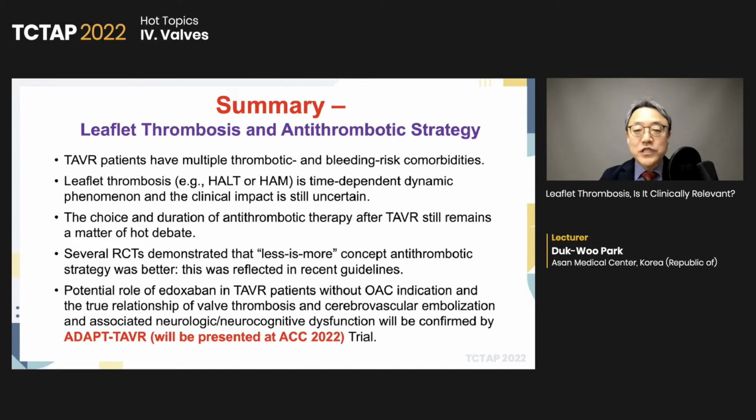There is a potential role of edoxaban in patients without an OAC indication. Also, the true relationship of leaflet thrombosis and cerebrovascular embolization, and associated neurological and neurocognitive dysfunction, will be confirmed by our ADAPT-TAVR trial, which will be presented at the ACC late-breaking clinical trials. Thank you for your attention.